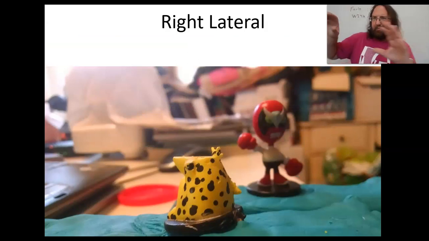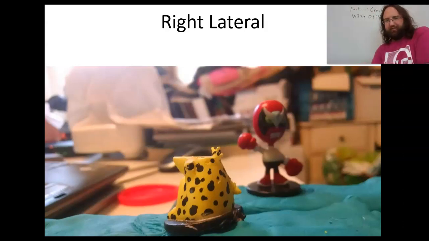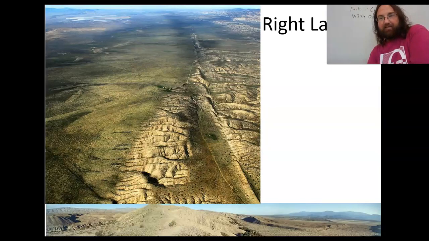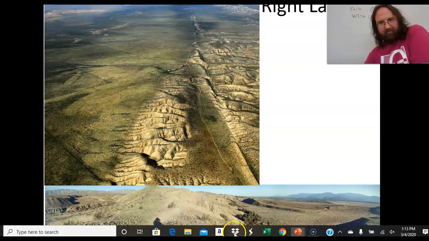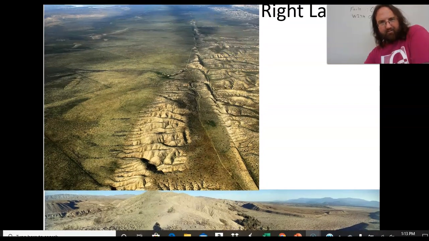It's that whole perspective thing that you see me struggling with in these videos. A classic example is the San Andreas, where, if you can see, all these creeks have shifted to the right. Or in this picture I took near Palm Desert, all the creeks have shifted to the right.